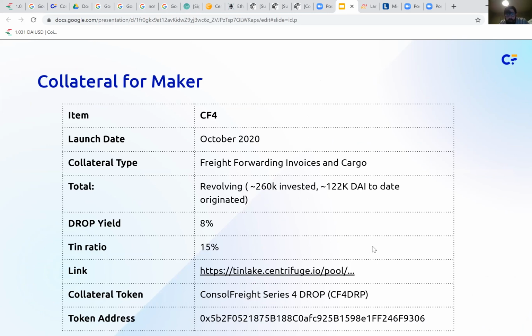Now, as I mentioned, we released CF4 2 weeks ago. This one is a revolving pool. The collateral type is freight forward invoices and also cargo, which means it's freight finance and also trade finance. In this revolving pool, so far we have 260,000 invested, and we have deployed 122 DAI to date. Probably this week we will have some extra assets that will equate to most of that 260 by the end of the week. The drop yield on this one is 8%.